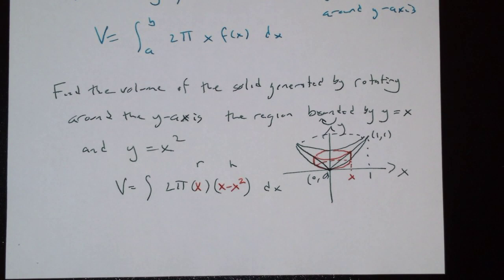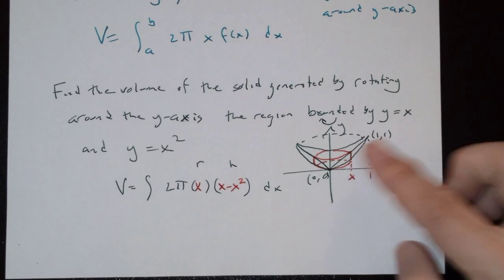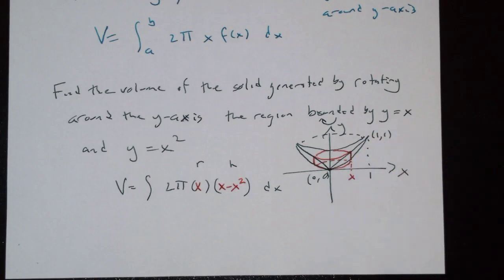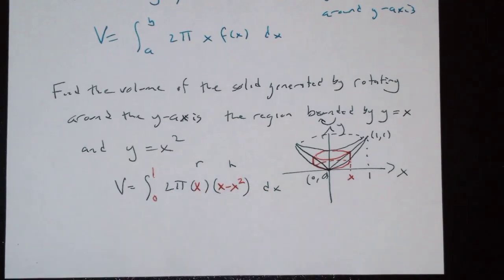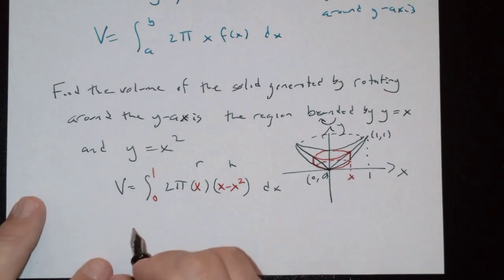Forgot something important. Where does it start? Where does it end? What is the smallest x we can choose and still be in our region? And our biggest x? There we go. But now I know how to integrate this.